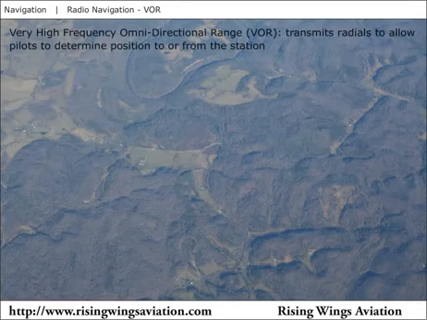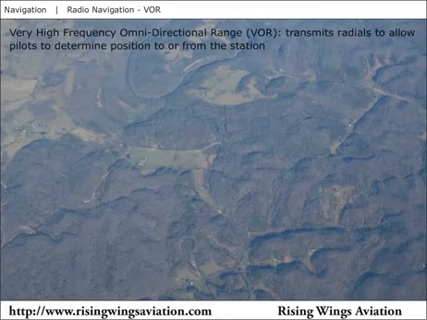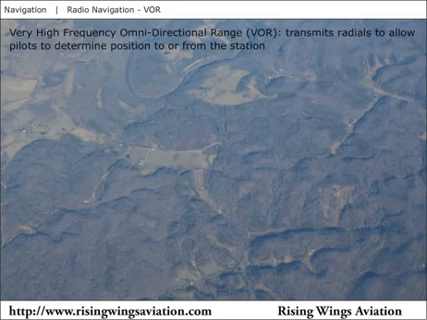A VOR is a radio station that transmits radio navigation signals in the very high frequency or VHF band. The station transmits radio signals called radials in every direction away from the station. Pilots use 360 radials, one for each degree in a circle, to determine position.